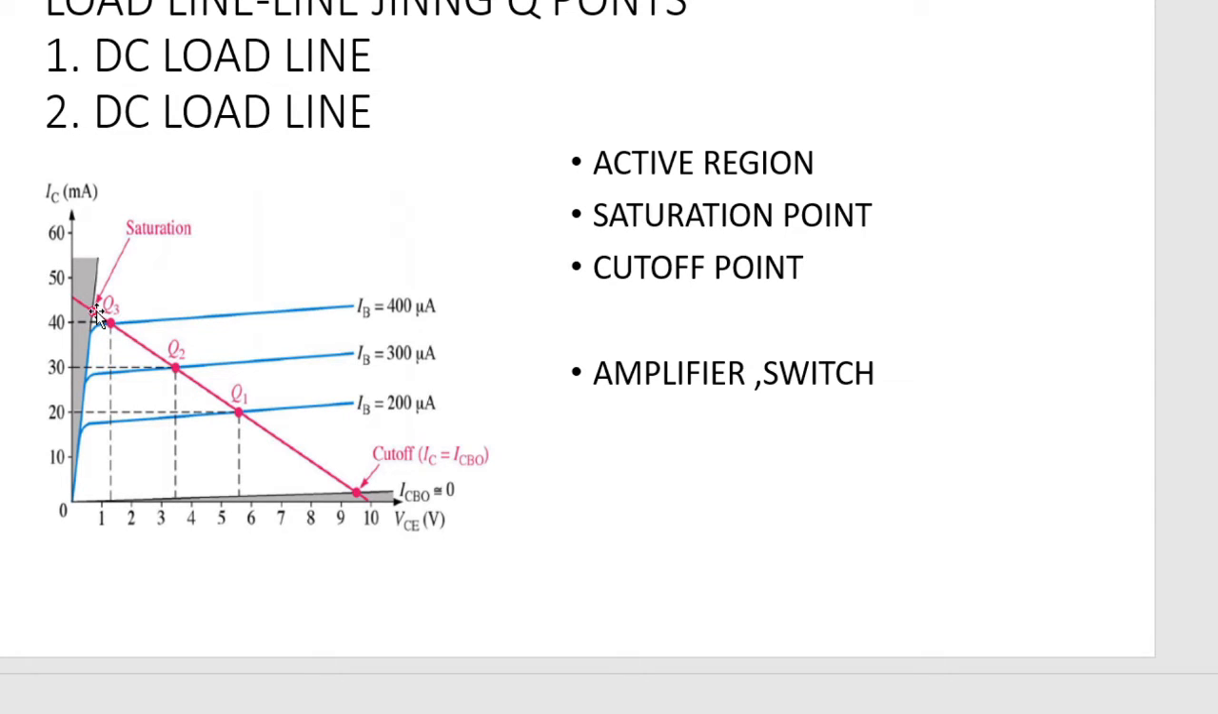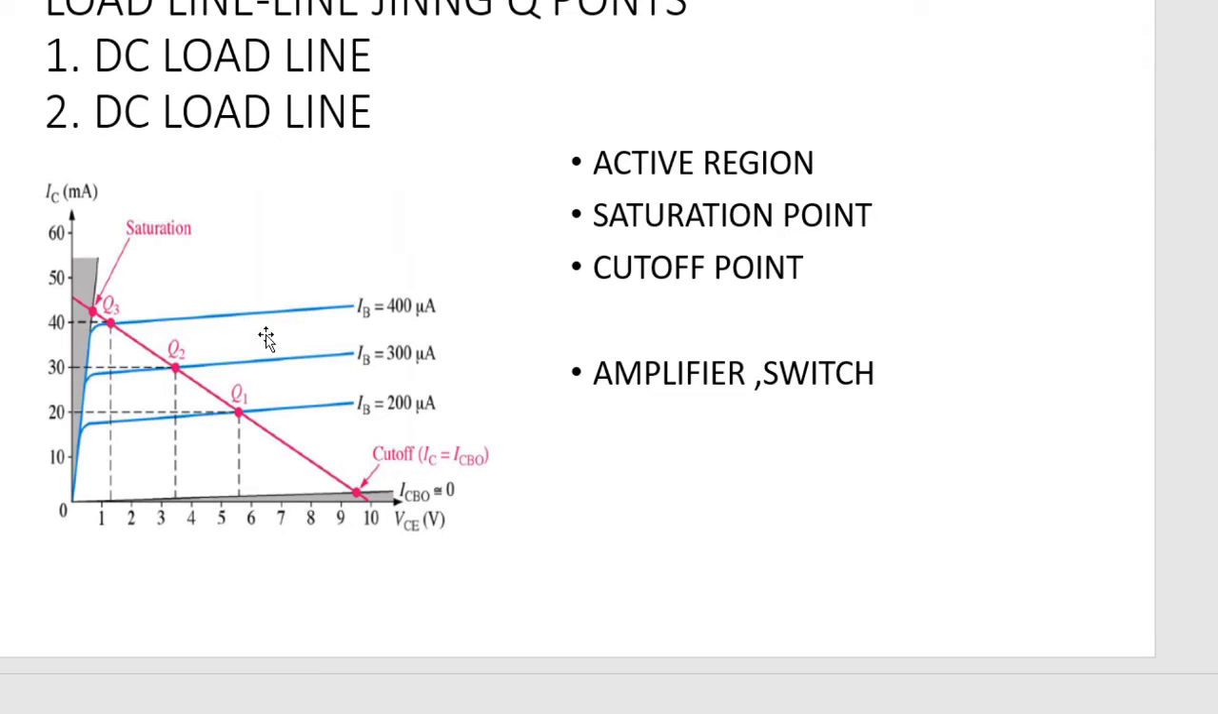If we join these points, we get a straight line, and this straight line meets the x-axis at a point known as the cutoff point. The line meets the y-axis at a point known as the saturation point. I will explain in detail what this cutoff and saturation point are and how we obtain them. The region in between these cutoff and saturation points is called the active region.